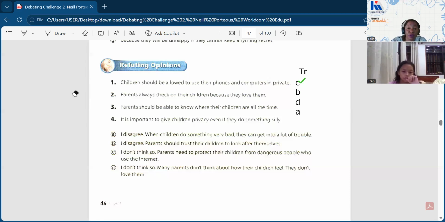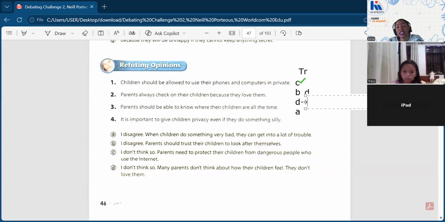So the answer for number 2 is not correct. Look at it. Remember that you're refuting. Number 2 says parents always check on their children because they love them. And this one says, I don't think so. Many parents don't think about how their children feel. They don't love them. So the answer for number 2 is D. And number 3, parents should be able to know where their children are all the time. And you chose D, which is not correct. The answer is I disagree. Parents should trust their children to look after themselves. So the answer for number 3 is B.